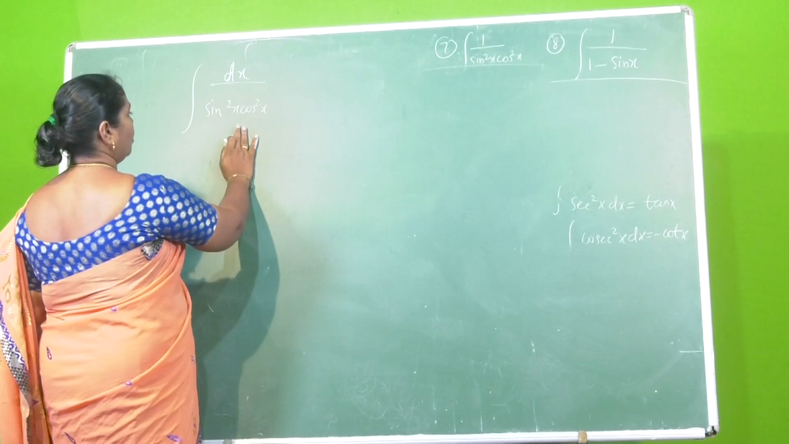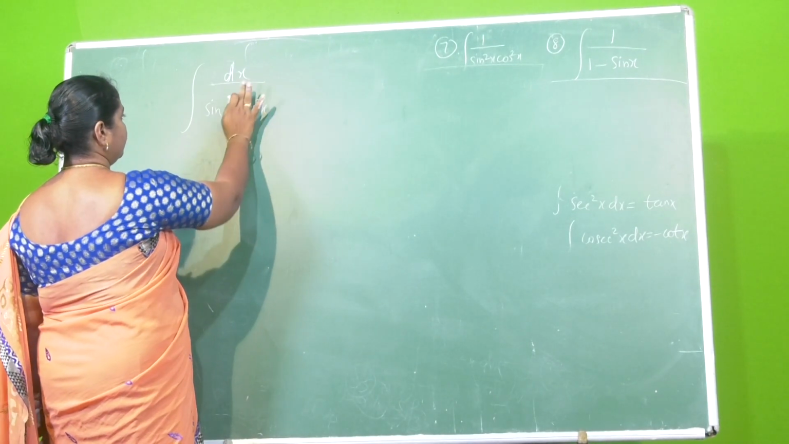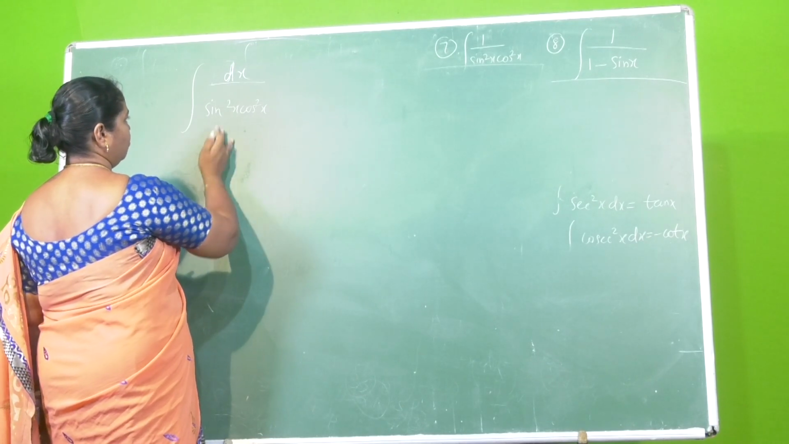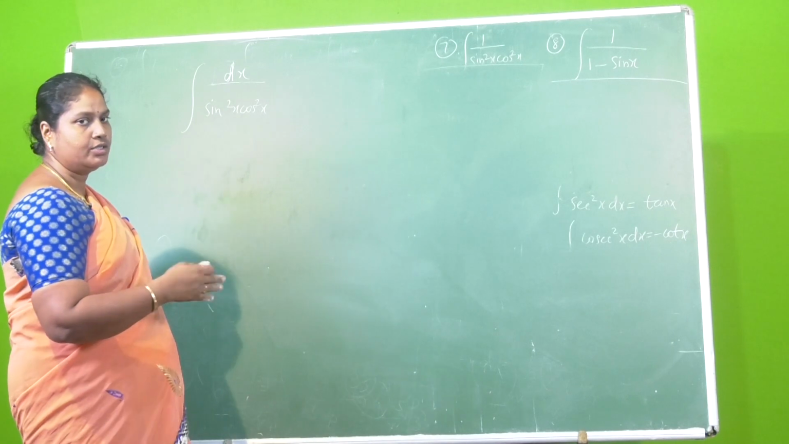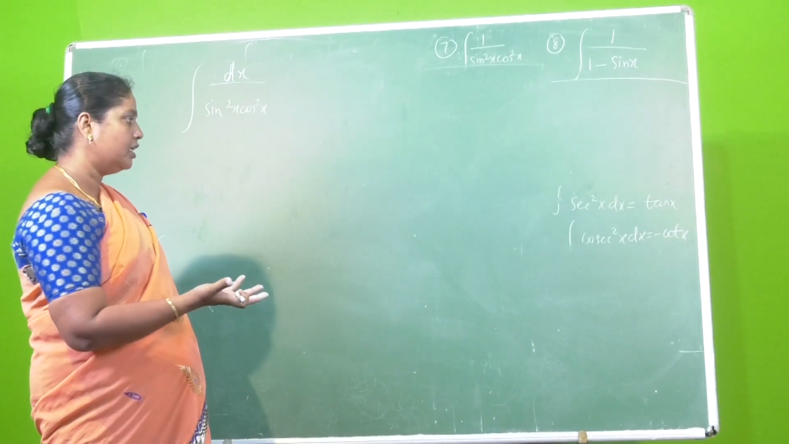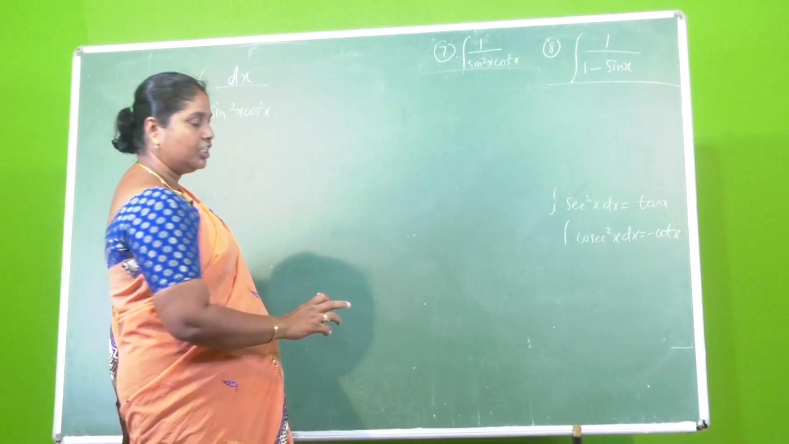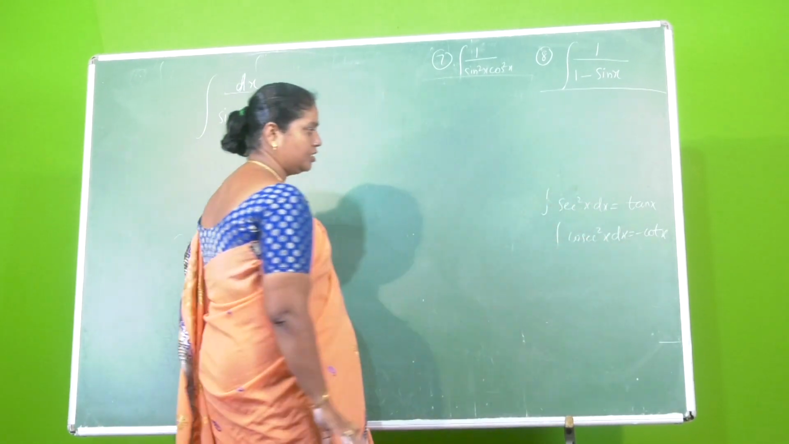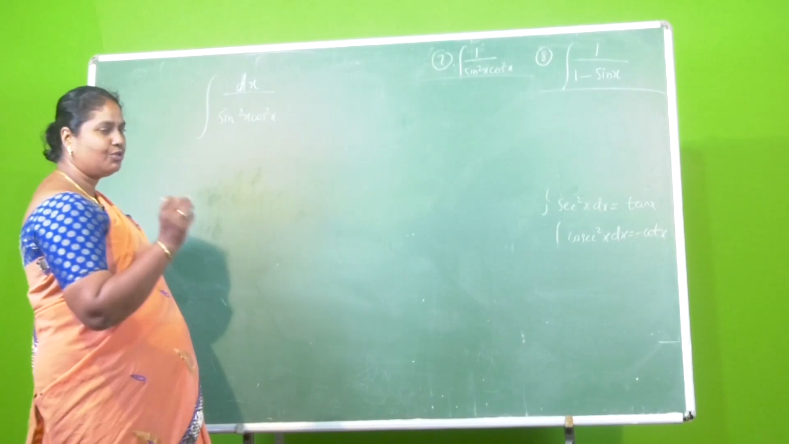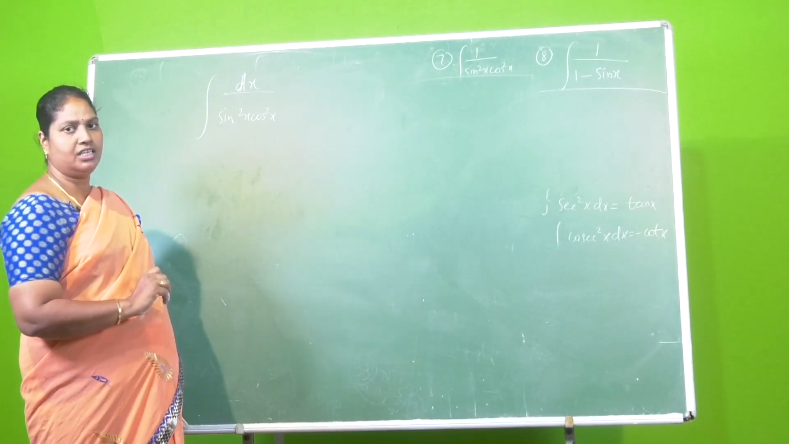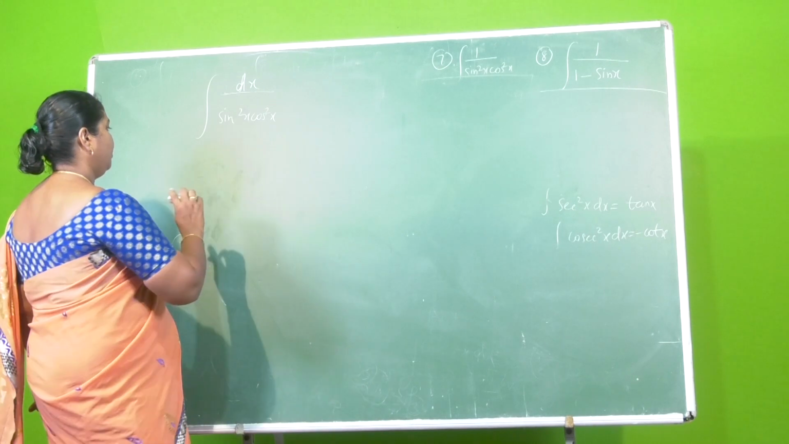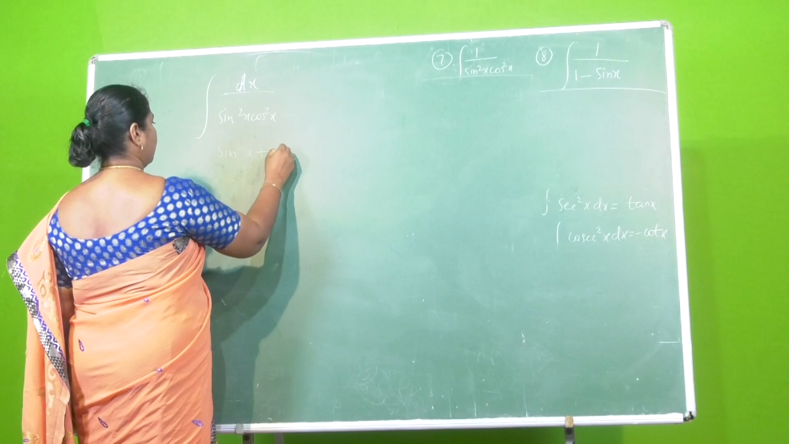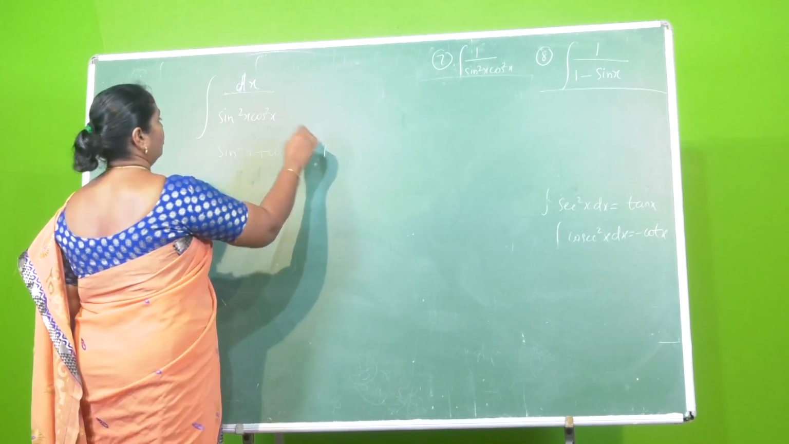Now we are going to solve a problem of the type integral dx over sin square x cos square x. You may think that 1 by sin square x is cosecant square x, so it can be written as cosecant square x secant square x, but we don't have a direct formula involving both. We only have integral secant square x and integral cosecant square x. So we have to think a little differently. How can we write this? We know the Pythagorean identity: sin square x plus cos square x is 1.